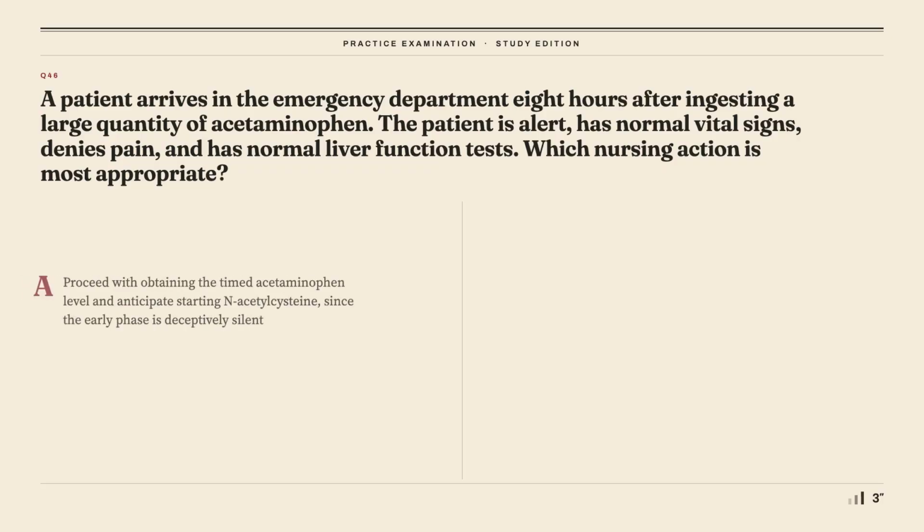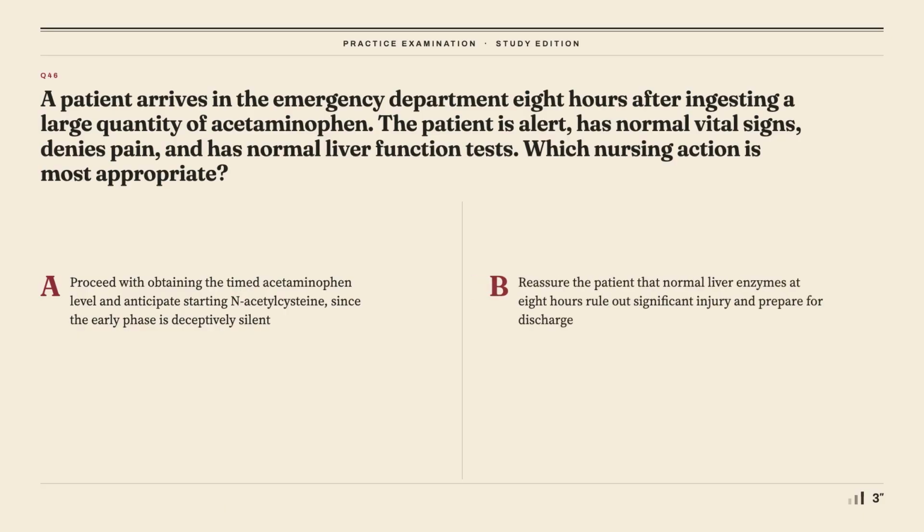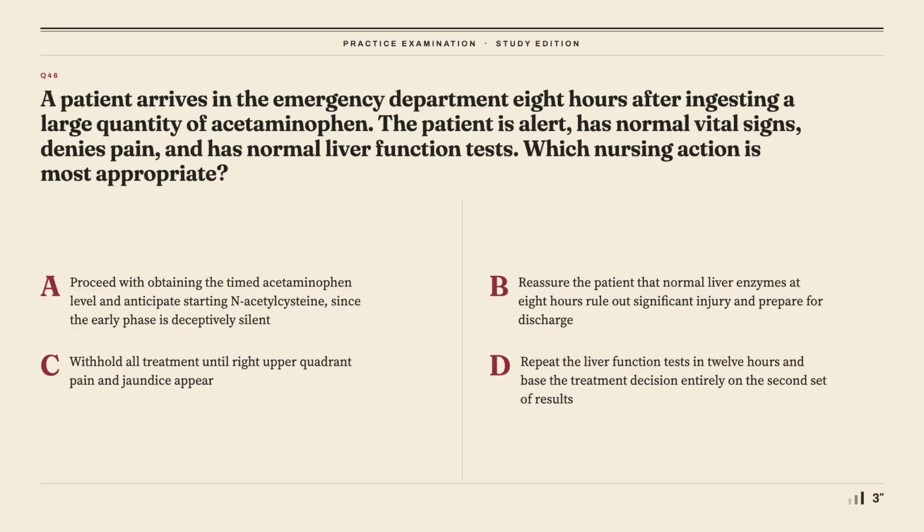Your options are: A. Proceed with obtaining the timed acetaminophen level and anticipate starting N-acetylcysteine, since the early phase is deceptively silent. B. Reassure the patient that normal liver enzymes at 8 hours rule out significant injury and prepare for discharge. C. Withhold all treatment until right upper quadrant pain and jaundice appear. D. Repeat the liver function test in 12 hours and base the treatment decision entirely on the second set of results. Which would you go with? Lock it in before the reveal.